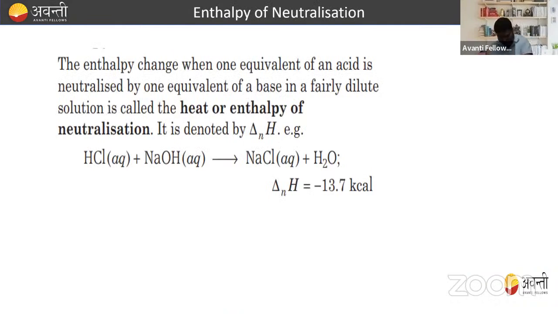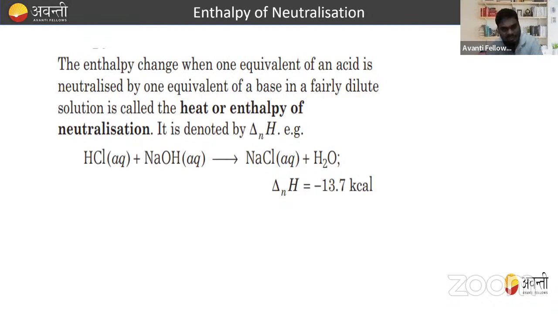Now, the next is enthalpy of neutralization. So what do you mean by this term, enthalpy of neutralization? Basically, the enthalpy change when one equivalent of an acid is neutralized by one equivalent of base in a fairly dilute solution is called heat or enthalpy of neutralization. Always remember this. It is denoted by delta H neutralization, right?